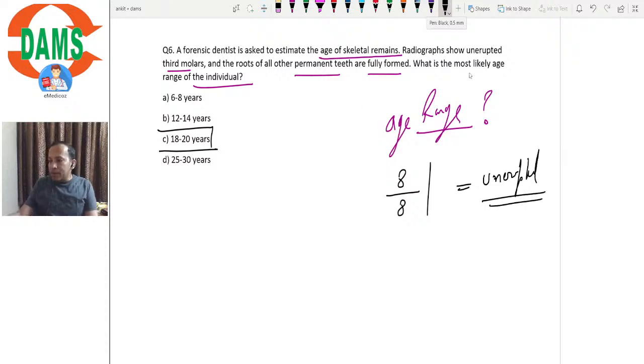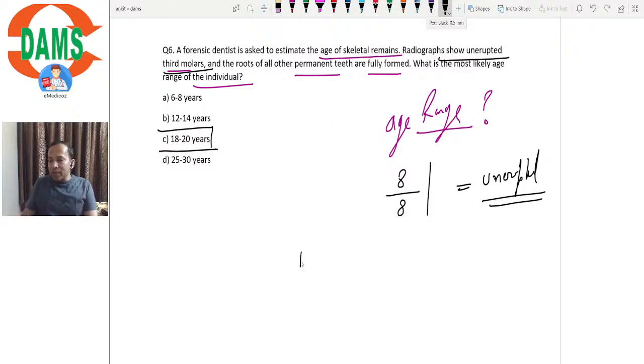What is written here? It shows unerupted third molar. That means it has formed. It's just that it is within the bone. It has not yet erupted, right? Plus the roots of all the teeth are complete. That means these third molars are impacted and the age of their eruption is almost past, isn't it?